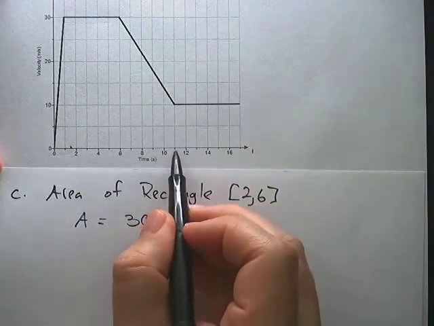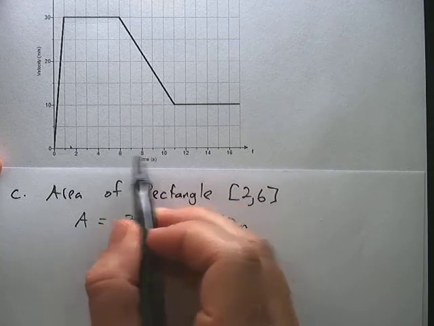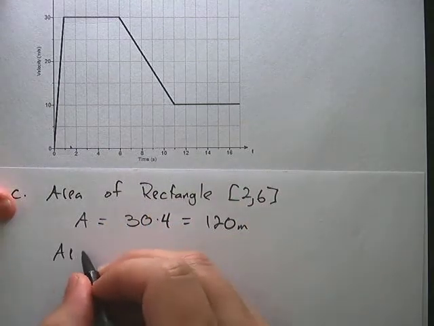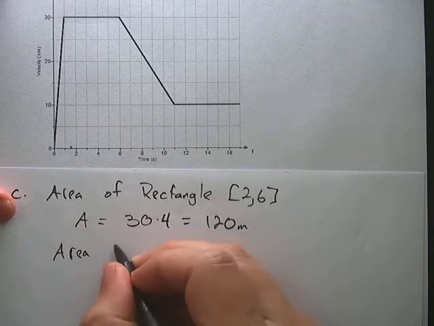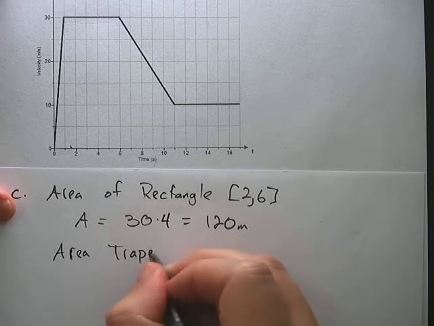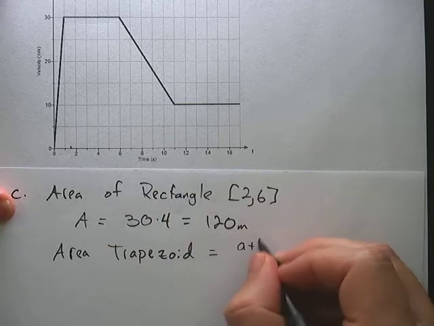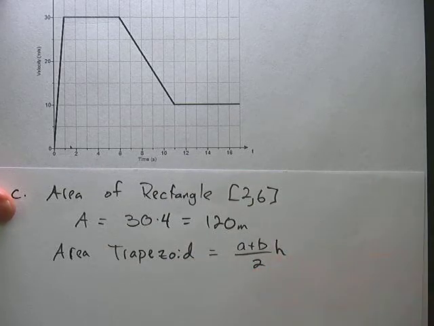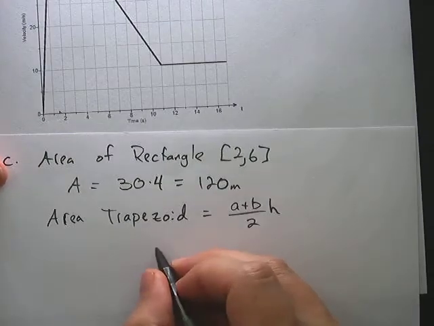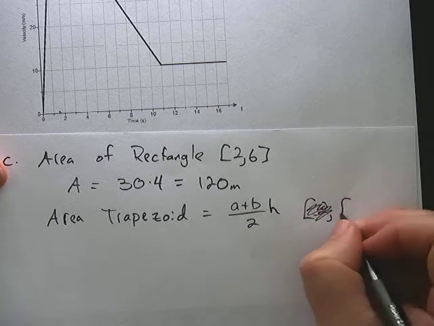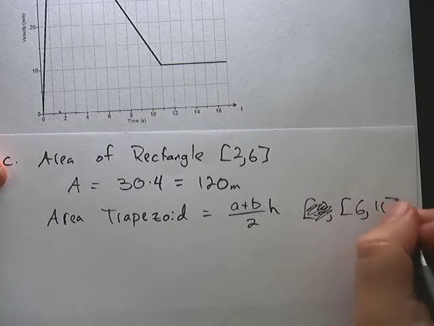The length of the trapezoid would be from 6 to 11, so that's 5. So the area of a trapezoid equals (a plus b) over 2 times h. Okay, and this is on the interval 6 to 11.